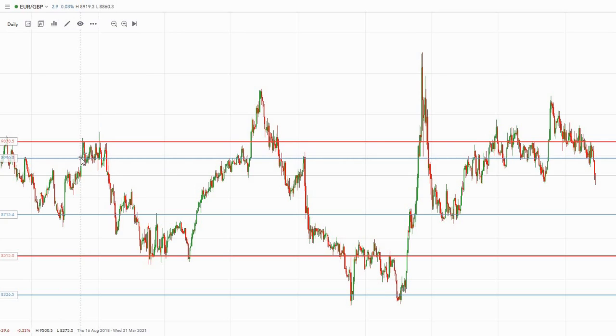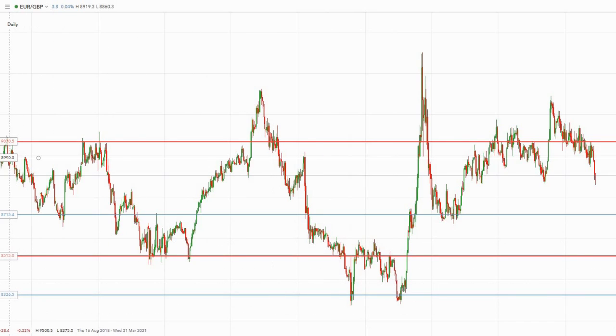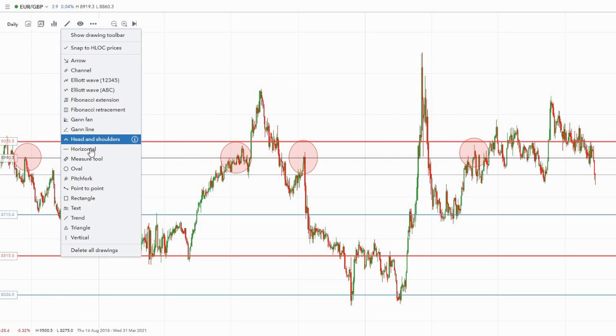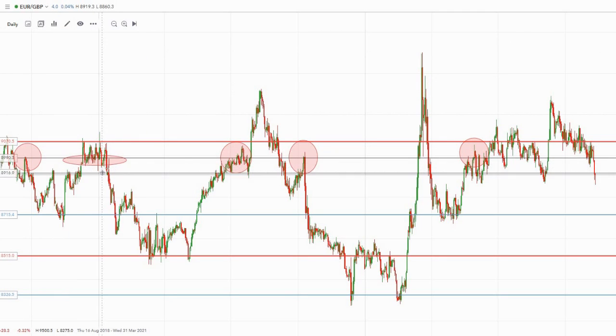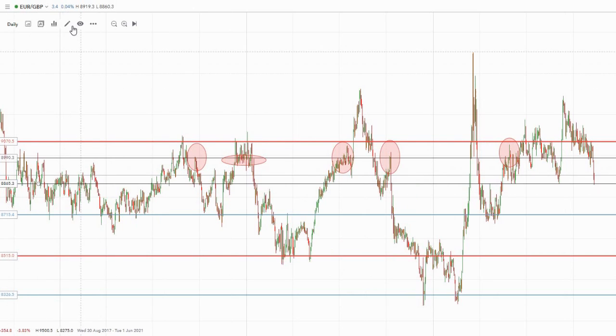We add in the horizontal line to check, change the color to black and the thickness to thin to differentiate it from the other levels, and we can see that this level did in fact act as support and resistance to price on several occasions. A bit further down, it seems there is another level around the 8871 area. Once again, drawing a horizontal support resistance level confirms this.